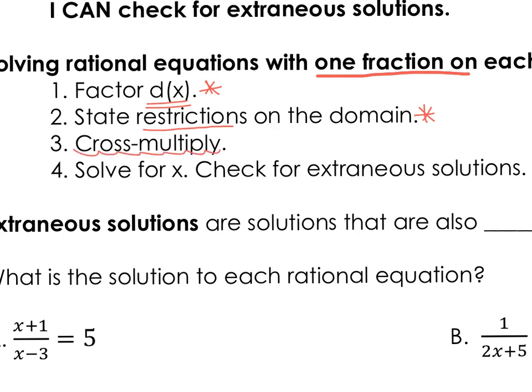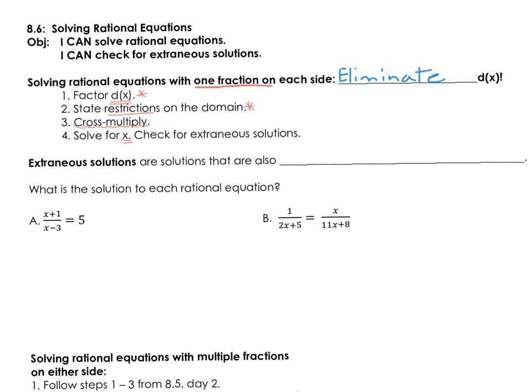Sometimes you'll have a plain x, sometimes it'll become quadratic, and you may have to solve by factoring. Whenever we get our answer for x, we're going to have to check for extraneous solutions. When we solve rational equations, extraneous solutions are solutions that are also in the domain restrictions. So if this happens, then our answer would be extraneous. Okay, we're just going to try A and B for the video.